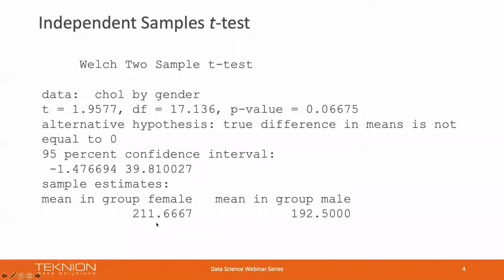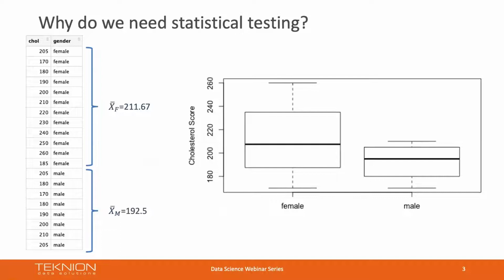20-point difference between the females at 211.66 versus males at 192.5, this part right here, even though we observed a 20-point difference, statistically, what we're saying is that's not an actual difference. And it could be due to a number of reasons. It could be due to the fact that we only had 8 males and 12 females. It could be due to the fact that, as we were looking at before, the spread of the females is not similar to the spread of the males, okay?